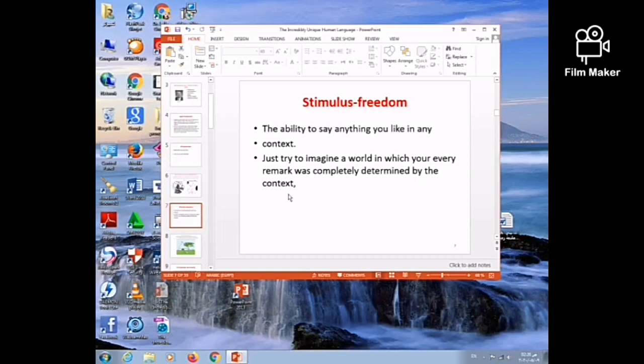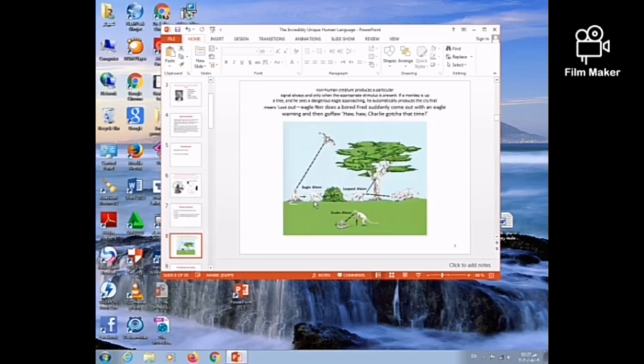Just try to imagine a world in which every remark was completely determined by the context. Imagine a world without imagination. Imagine a world without displacement. Imagine a world where every human communication is related to the context of here and now. Of course, it would be a very regrettable situation. Let's go to non-human communication.